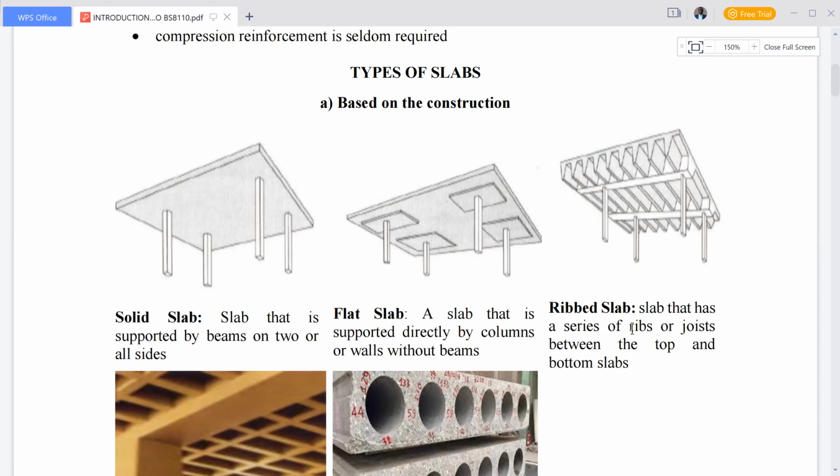And then we have what you call the ribbed slab. From the word ribbed, it means the slab has a series of ribs or joists between the top and bottom slabs. This is what you call the ribs. This one running here, they are called the ribs. So they are called ribbed slab.